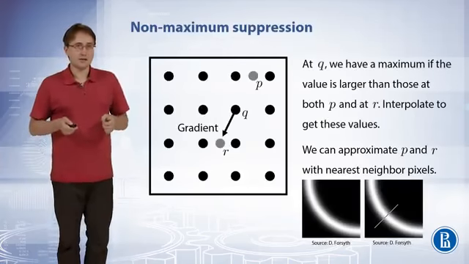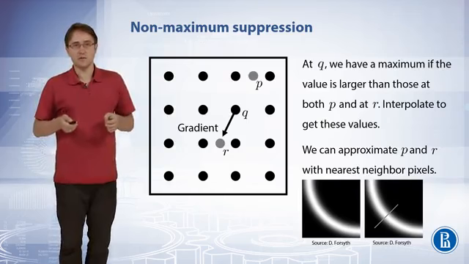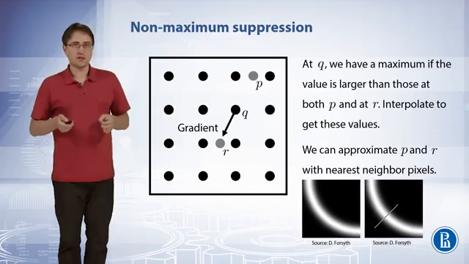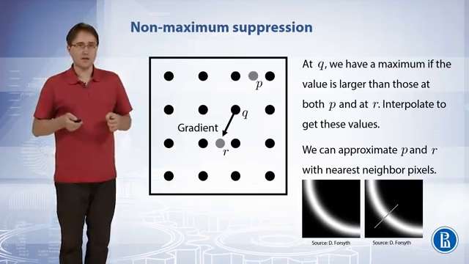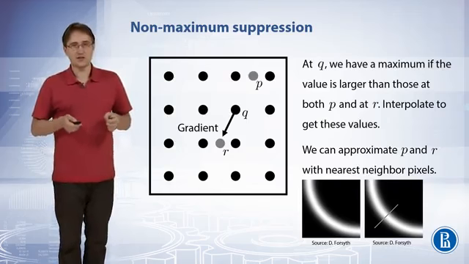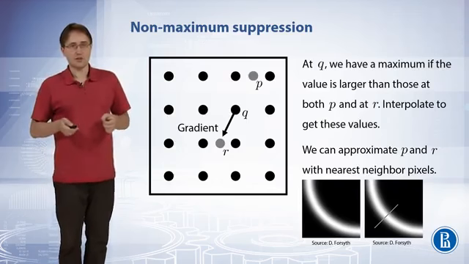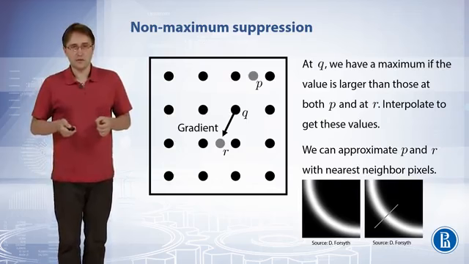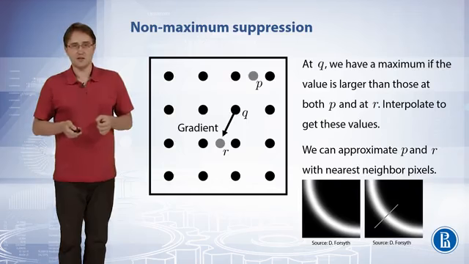This can be done in several ways. The easiest is just to leave the pixels that are local maxima in the square neighborhood, for example 3 by 3 pixels. The more complicated way is to identify the points in neighboring pixel rows along the image gradient vector. At Q, we have a maximum if its value is larger than those of both P and R. To get values in P and R, we should interpolate from neighboring pixels. So we found a local maximum along the image gradient vector.